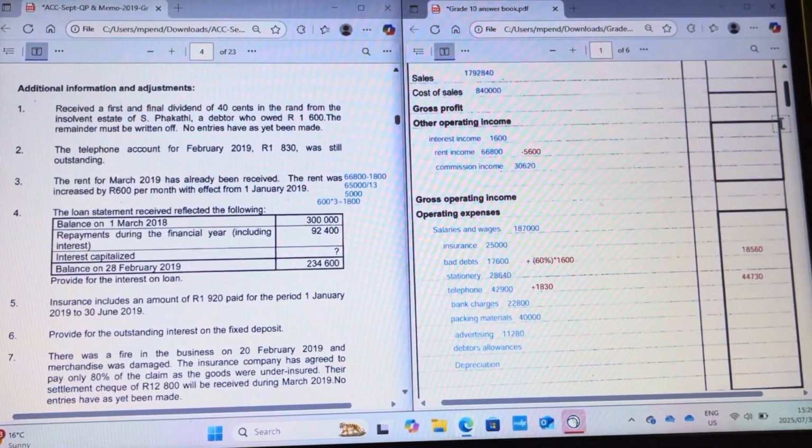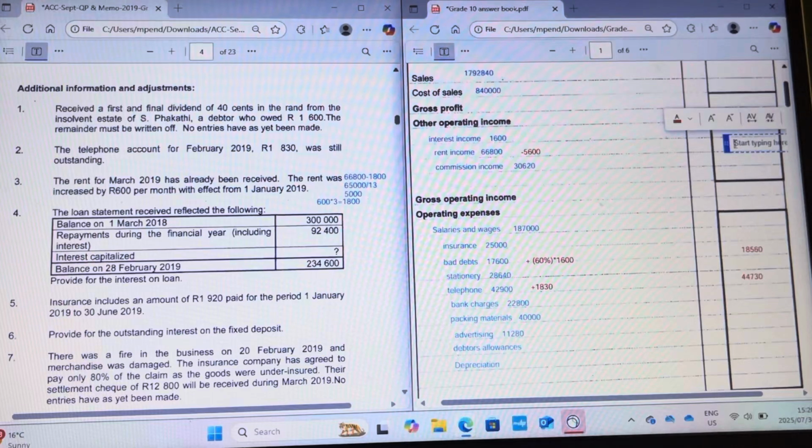So it means our rental income is supposed to be 5,600 less, which is 61,200. Okay, then we move on to the next.